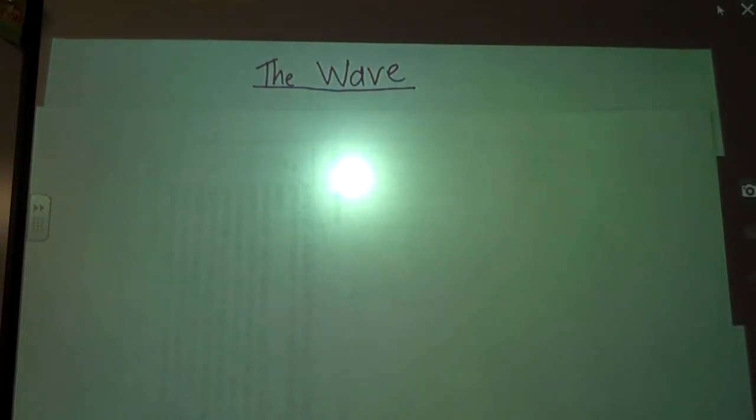All right, so let us introduce the wave. Now, when I say wave, I'm talking about anything that has a wave shape or function. So this can be everything from the ocean wave, a wave in a jump rope, a sound wave, a light wave, an electron in its wave form. Doesn't matter. A wave is a wave is a wave.